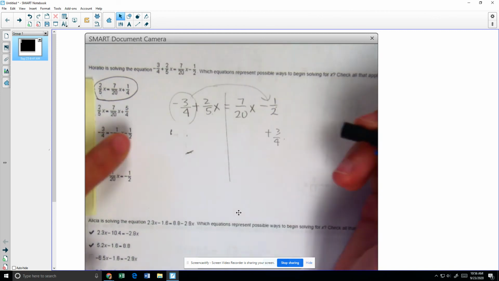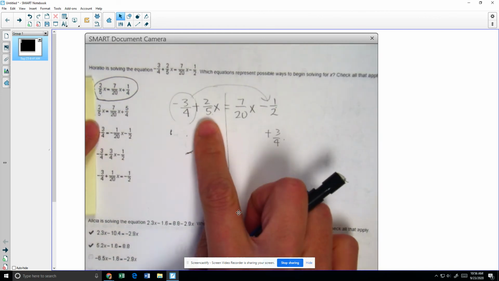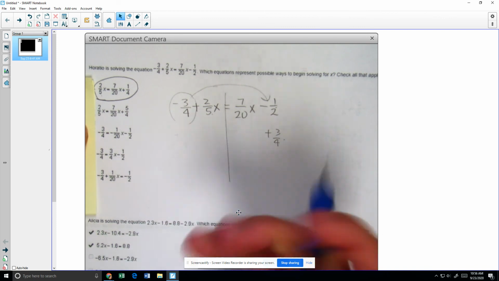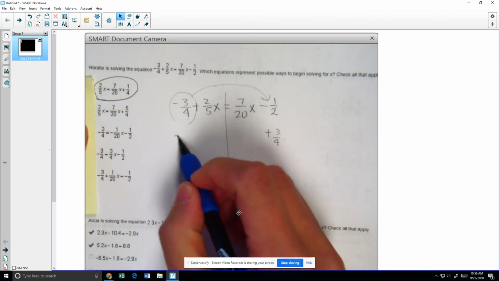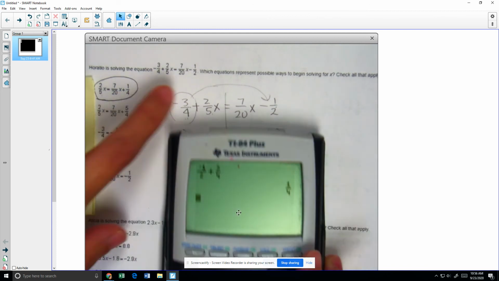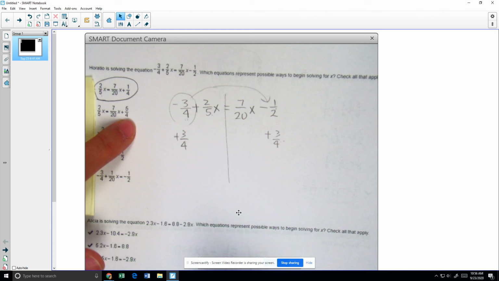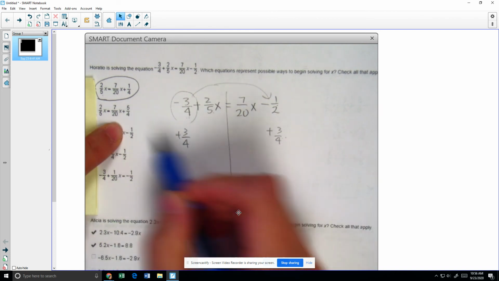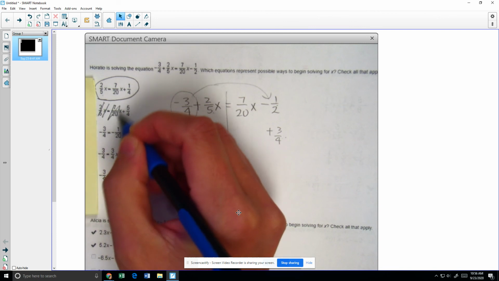Okay, so let's try the next one. I have 2/5 x. Wait, hold on. If I had 2/5 x, that means that this must have left. So I had added 3/4 in my old problem. When I added 3/4, I got 1/4, but here it says 5/4. So do you see how this is basically the same step, but it should say 1/4, so that can't be an answer.